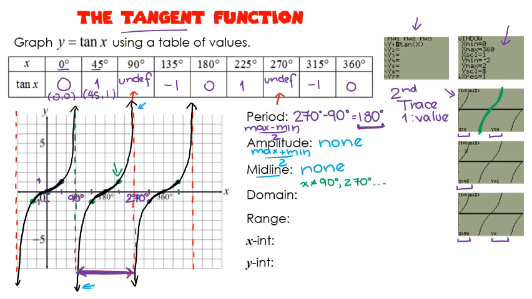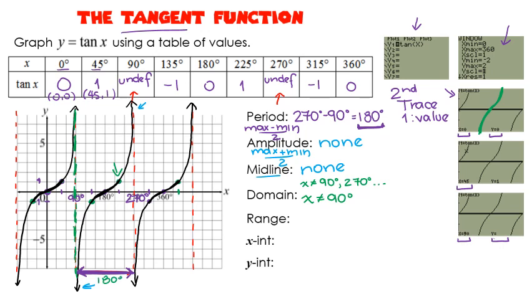However, if we want to write a general statement just to account for every single one of our vertical asymptotes, what we can do is write x cannot be equal to 90 degrees. So that gives us a starting point. So we are starting on this vertical asymptote, and our vertical asymptotes are always going to be 180 degrees apart.